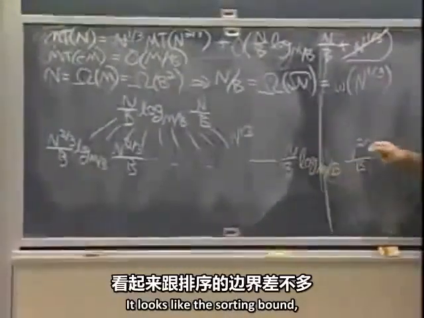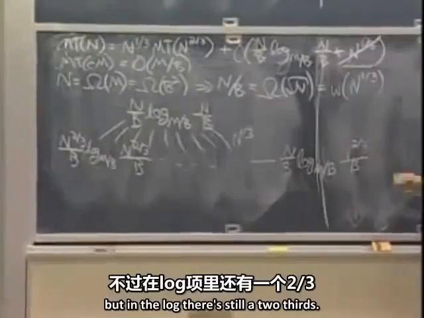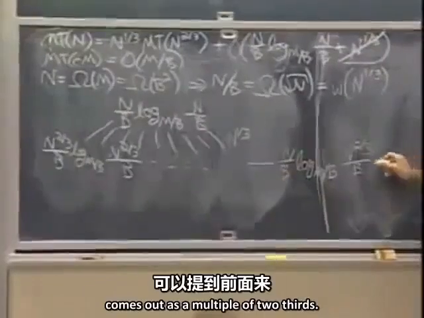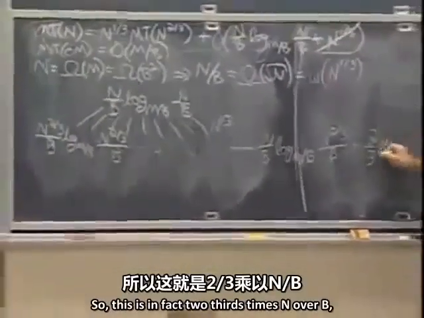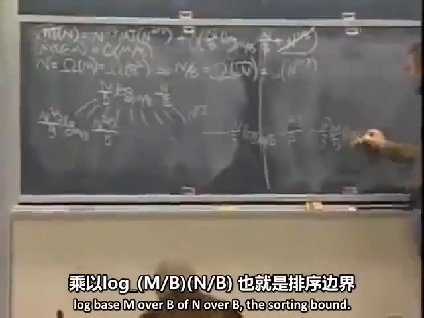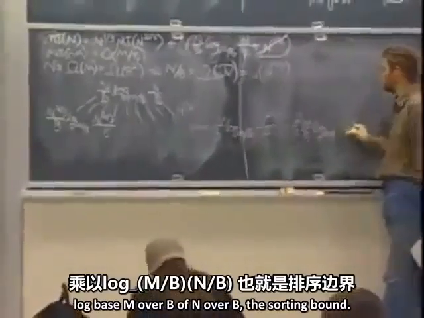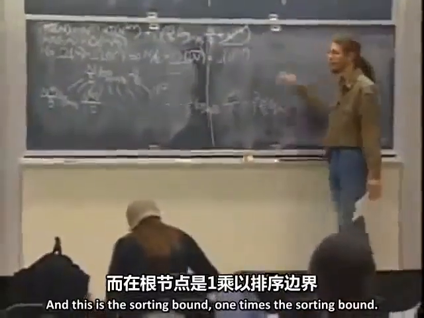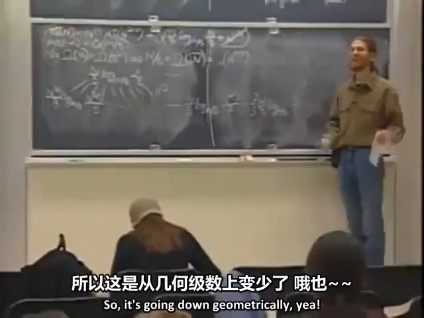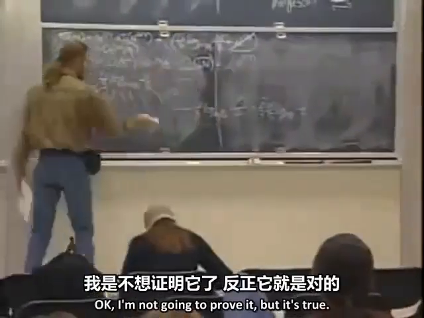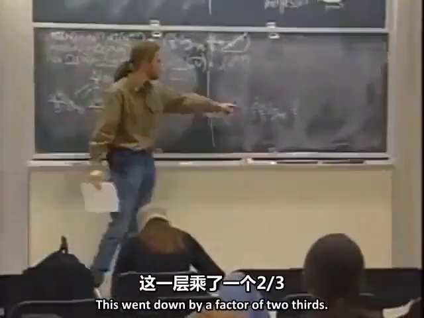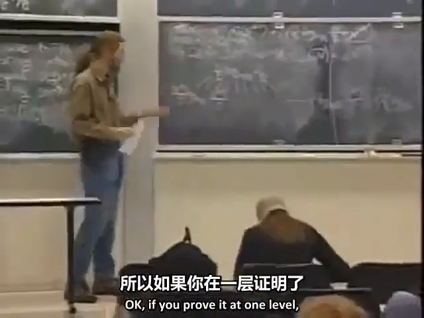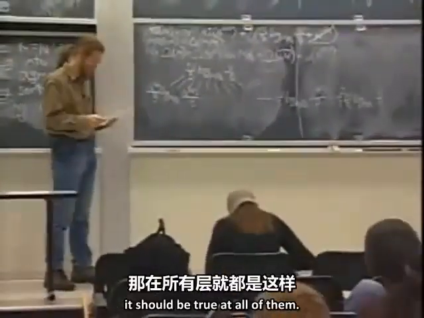It looks like the sorting bound, but in the log, there's still a 2/3. Now, a power of 2/3 in a log comes out as a multiple of 2/3. So this is, in fact, 2/3 times n over b log base m over b of n over b, the sorting bound. So this is 2/3 of the sorting bound, and this is 1 times the sorting bound. So it's going down geometrically. Yay! I'm not going to prove it, but it's true. This went down by a factor of 2/3. The next one will also go down by a factor of 2/3 by induction. If you prove it at one level, it should be true at all of them.